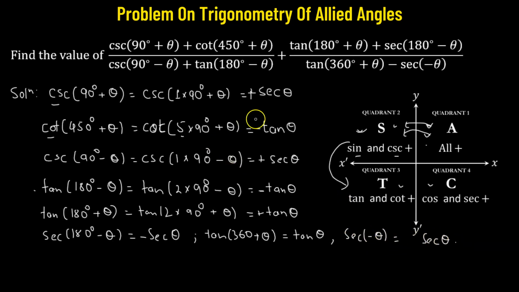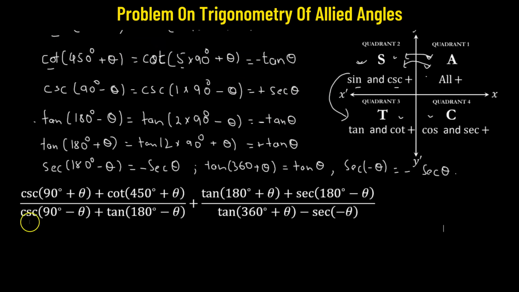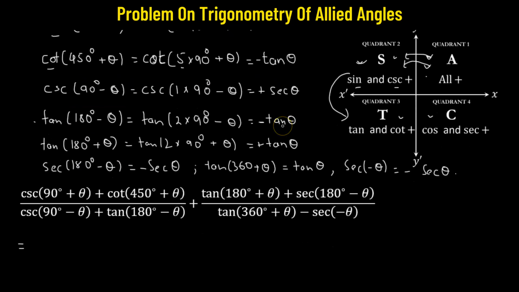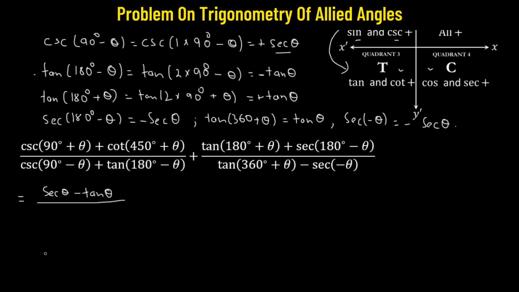Now that we have obtained the simplified value of each of the trigonometric ratios, we're going to replace all of these trigonometric ratios with their simplified value. So let's do that. Here we have cosecant of 90 degree plus theta. We have already obtained that cosecant of 90 degree plus theta is positive secant theta. So let's replace it here. We have positive secant theta. Then we have cotangent of 450 degree plus theta, so that's negative tangent theta. Whole divided by cosecant of 90 degree minus theta, which we obtained as secant theta, plus tangent of 180 degree minus theta. This came out as negative tangent theta.